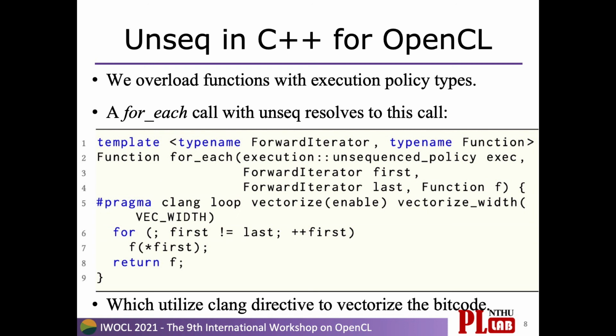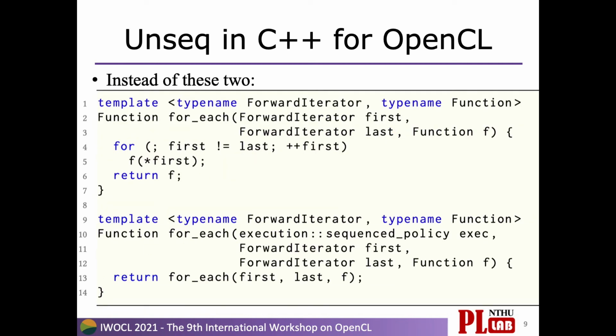So if it succeeds, this for loop will then be vectorized, and the function object f will then be inlined. And if not, the for_each call with unseq will resolve to these 2 functions, which are sequential code.